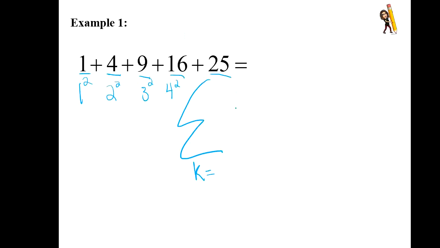So our pattern is that the number that we're plugging in is getting squared. So we're starting at 1 and we're ending at 5 squared. So we're going from 1 to 5 and our pattern is k squared.